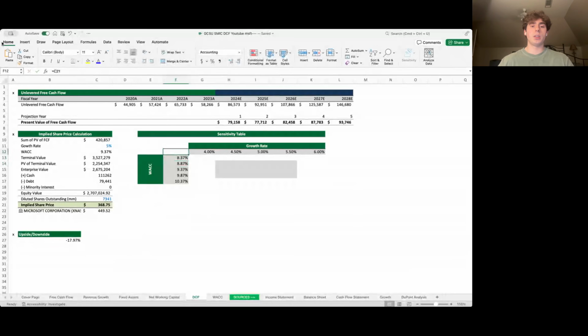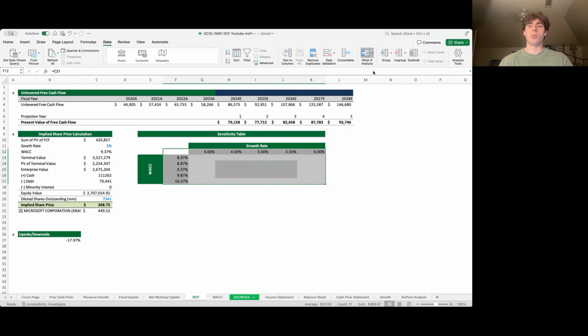8.37%. Next, starting with the implied share price, shift right, shift down, then up at the top, click data, then what if analysis, data table, the row is the growth rate, the WACC is the column, click OK, and a bunch of different share prices arrive. So this shows the different changes. For instance, if our growth rate was 6% rather than 5%, and our WACC value was 8.37% rather than 9.37%, our implied share price would be $661 per share, which is far greater than Microsoft's actual share price.